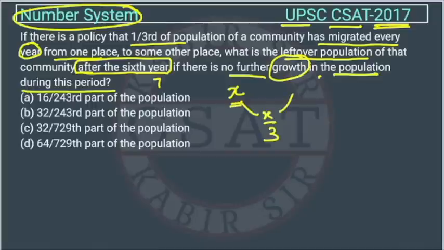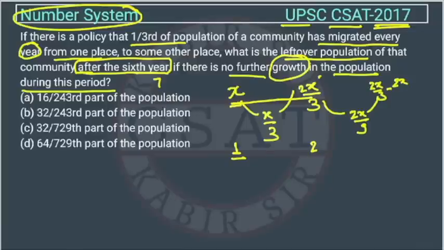So how much remains at that place? Remaining will be 2x/3, right? Now from this 2x/3 also, next year 1/3 leaves, so this will be 2x/9 that will go next year. Now this is the second year, right? This is the first year, this is the second year. So in the third year, how much population will remain? So this will be 2x/3 minus 2x/9, right? So this will be equal to how much? We will multiply it with 3, right? This will be 3. So 6 minus 2, so this will be 4x/9, right?